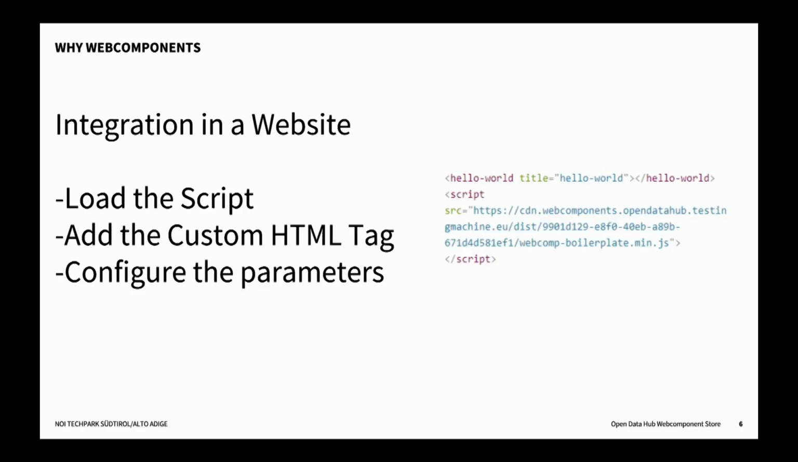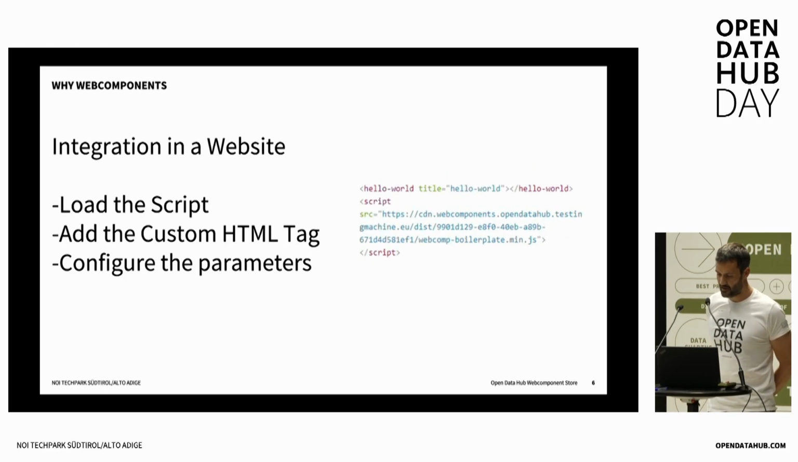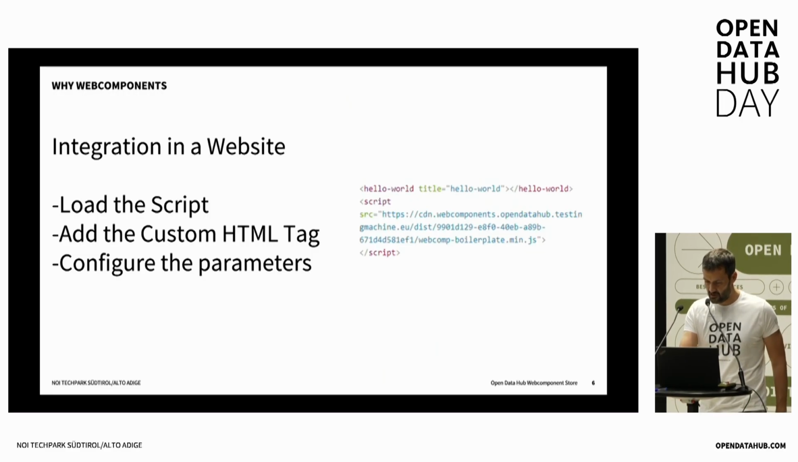Then how can you integrate a web component in a web page? You have to do 3 steps. We have to load the script. We see it here with the script tag. Then add the custom HTML tag. And then you have to configure the parameters. Here we see that the parameter is the title, Hello World. It's a very simple example.